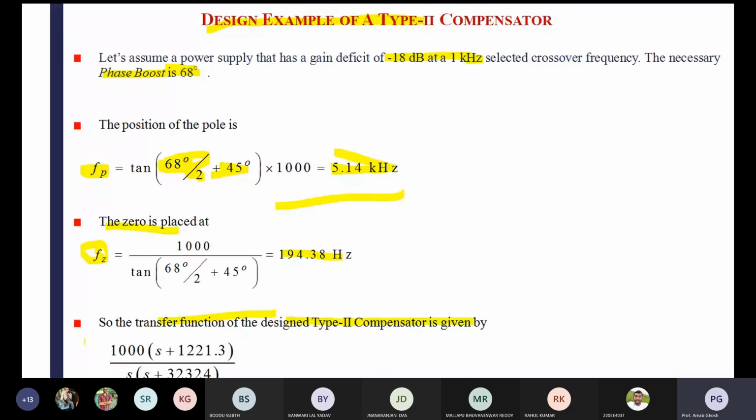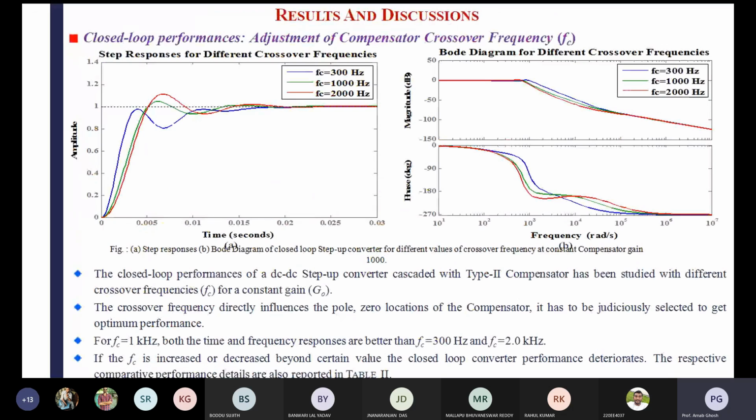Then in my last class I told you, I have shown you some of the variation of your crossover frequency, what will be the effects on your converter dynamics. So here, for the standard case, you have considered that green line. So you are designed for 1 kilohertz. If you vary that value, the first one is just below at 300 hertz, another one is 2000 hertz. So in transient response you can observe for 2000 hertz.